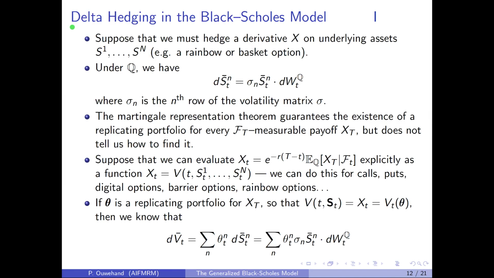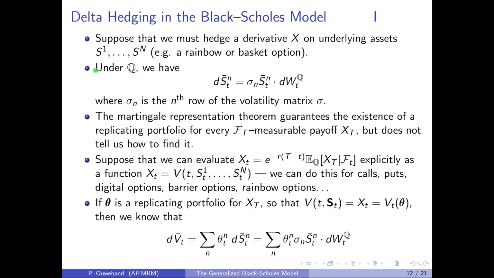Let's now consider delta hedging in the Black-Scholes model. Suppose that we have a derivative X on some underlying assets, S1 up to Sn. This could be a derivative on a single underlying asset, like a vanilla call or put. It could also be on multiple assets, for example a rainbow option, which is an option on the maximum or minimum of a collection of underlying assets, or a basket option, which is an option on the sum of some underlying assets. And suppose that we must hedge this derivative.